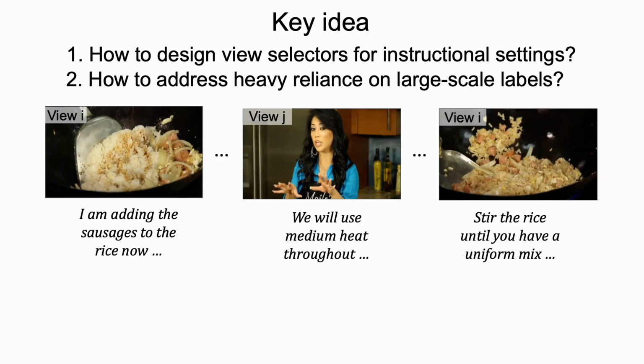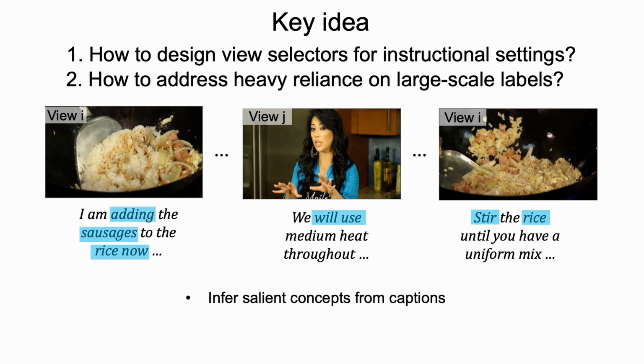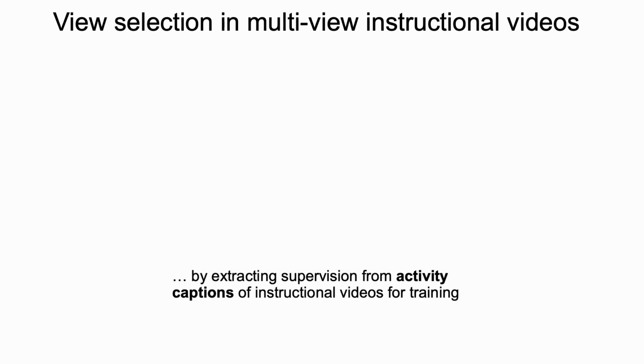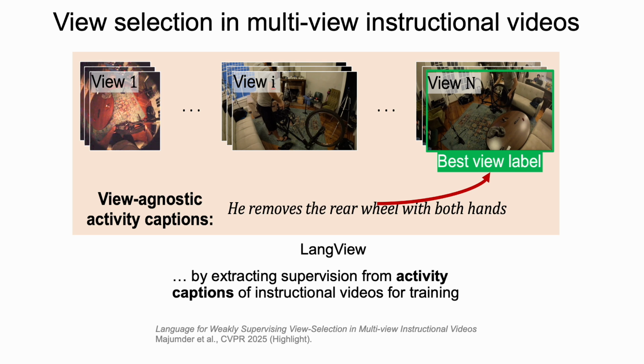So, how do we leverage these narrations to tackle our key challenges? First, we use these narrations to infer the most important actions and objects in the activity. Next, we use the salient concepts to infer which view shows them most clearly and subsequently choose the best view. More concretely, we introduce a model for performing view selection in label-scarce settings. Our model is called LangView. In this method, we use the view-agnostic activity descriptions, or in other words narrations, to provide weak supervision during our view selector training. Alright, now let's dive into the details of the first method.